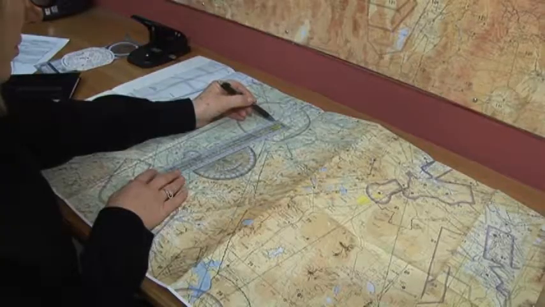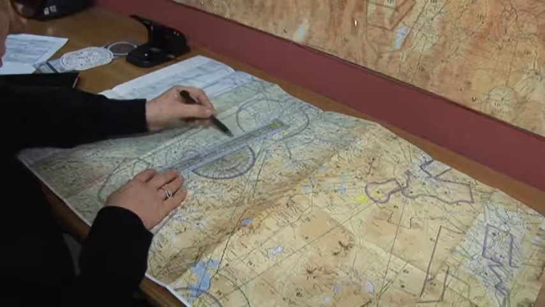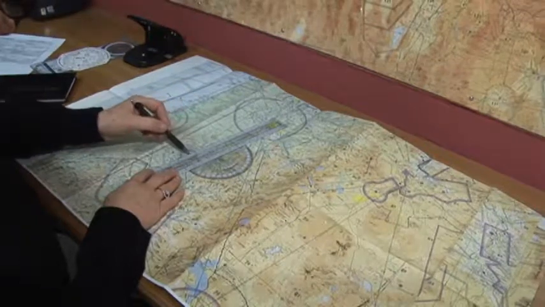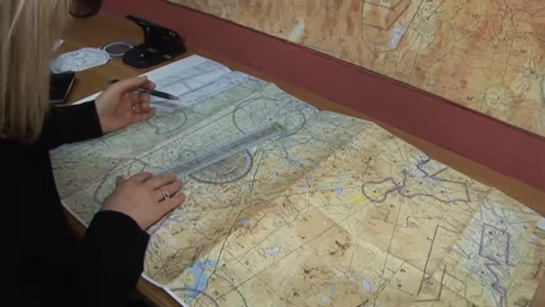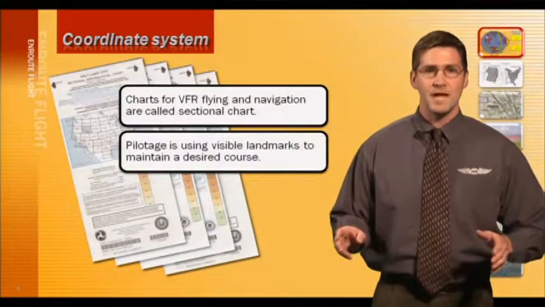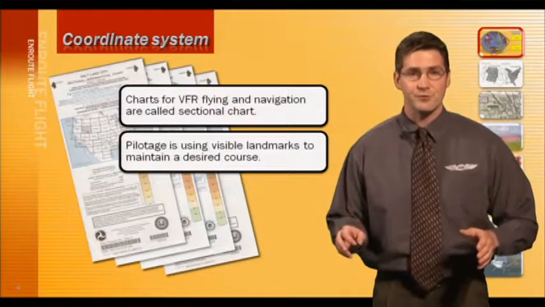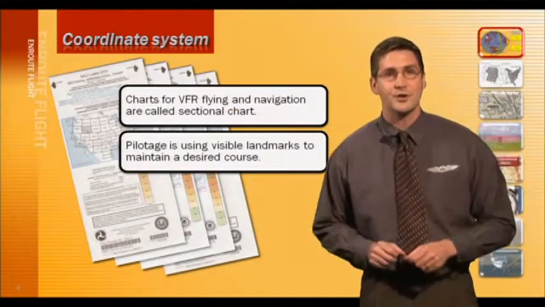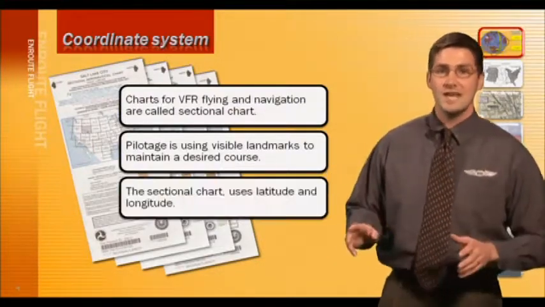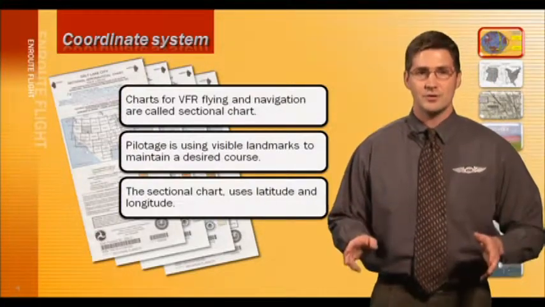To understand navigation, you need to know how to read aeronautical charts. The chart most often used for VFR flying and navigation by pilotage is called a sectional chart. Now, pilotage is using visible landmarks to maintain a desired course, and it's the basic form of navigation for beginning pilots operating under VFR. To understand the sectional chart, we'll begin with a discussion of latitude and longitude.